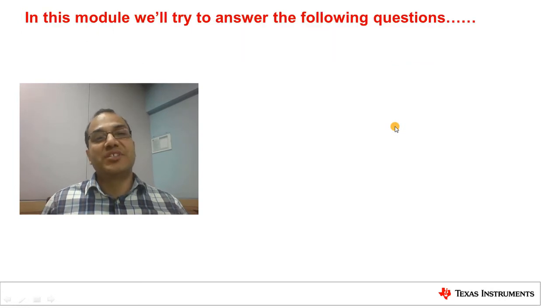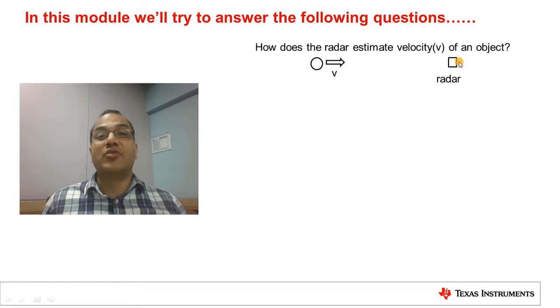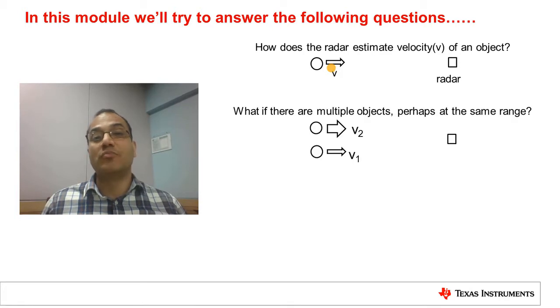So the kind of questions that we're going to try and answer in this module are: you have a radar and you have an object in front of the radar. How does the radar estimate the velocity of this object? And this is going to be a recap from what we've learned and what we've seen in module 2.